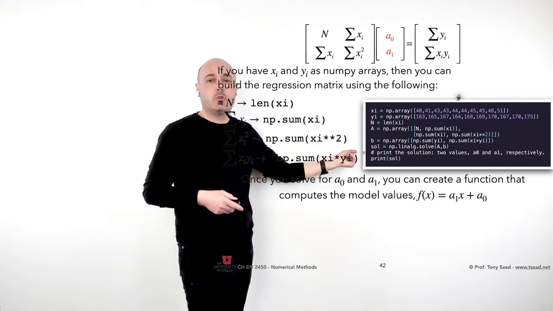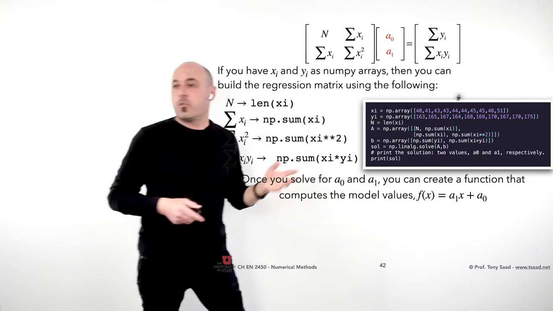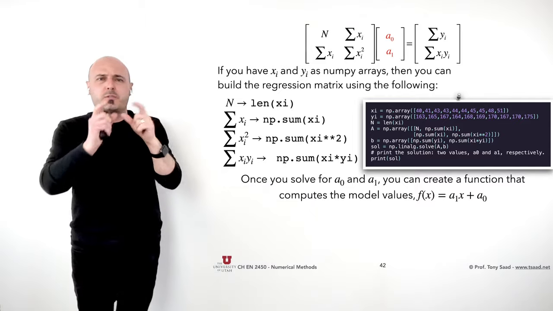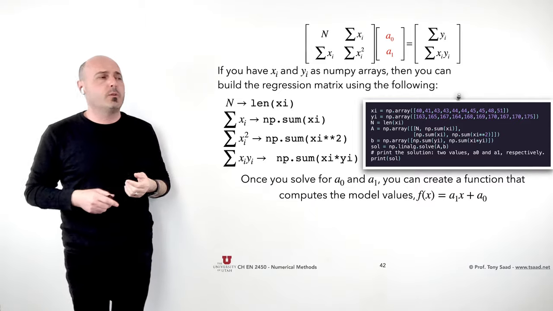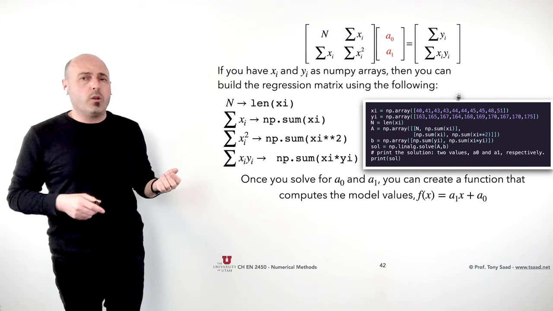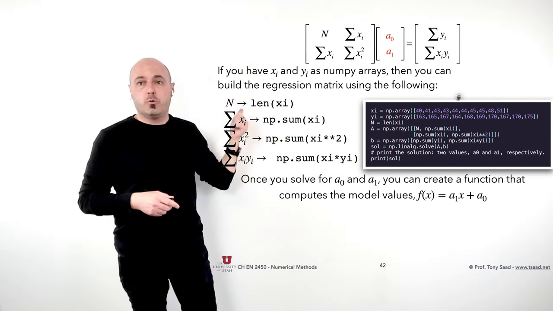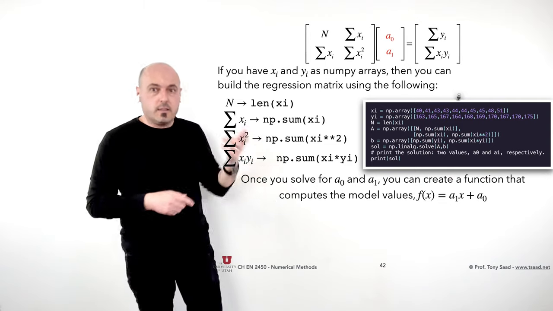Once you program the matrix, you do a linear solve in Python. We're not going to use any of the algorithms we learned about because those systems are small. These systems we're dealing with right over here are small, so we're just going to use the built-in Python solve. And that is going to return to you the unknowns, A0 and A1 in this case.